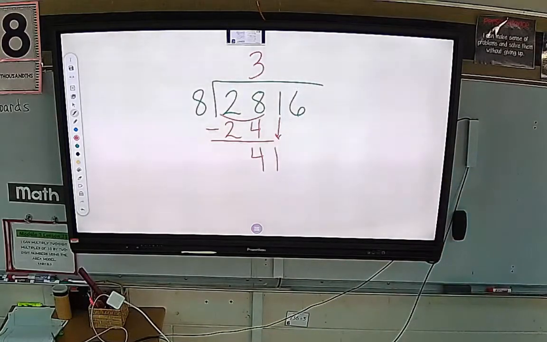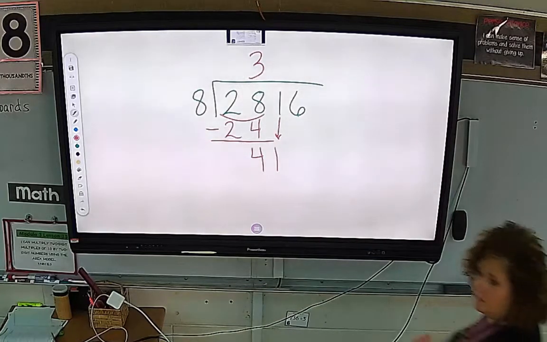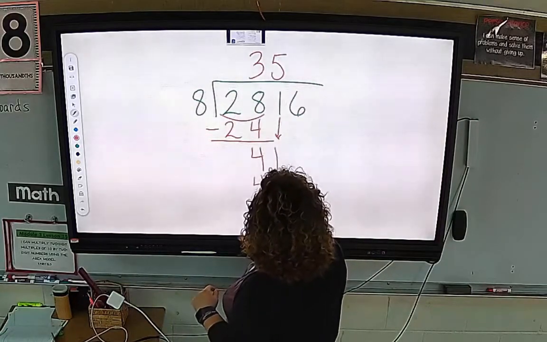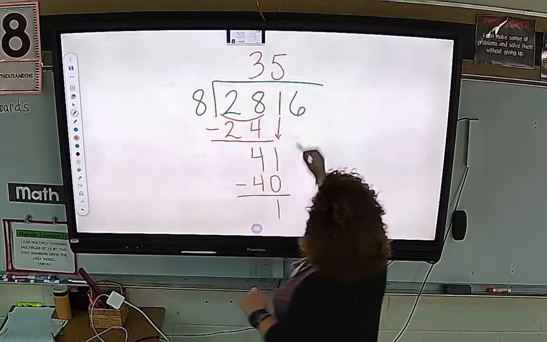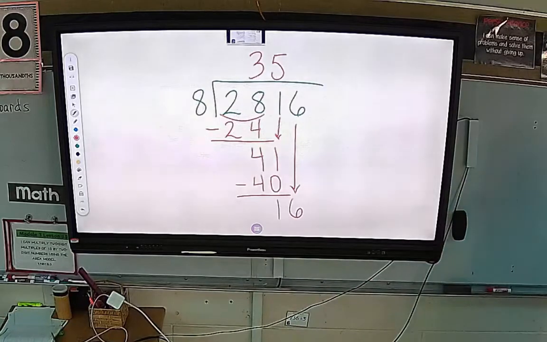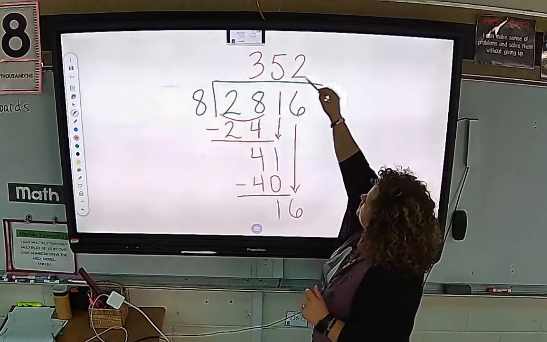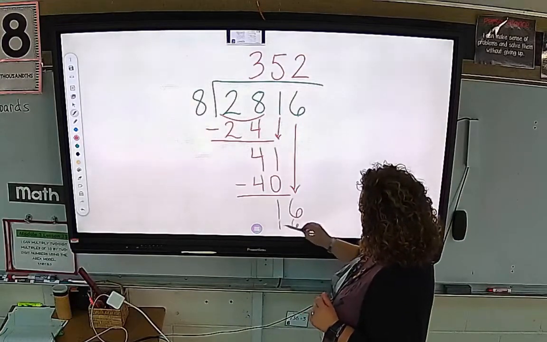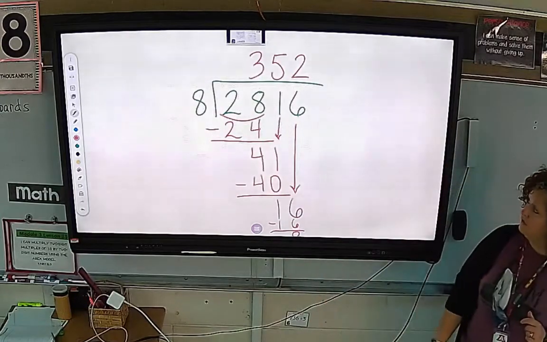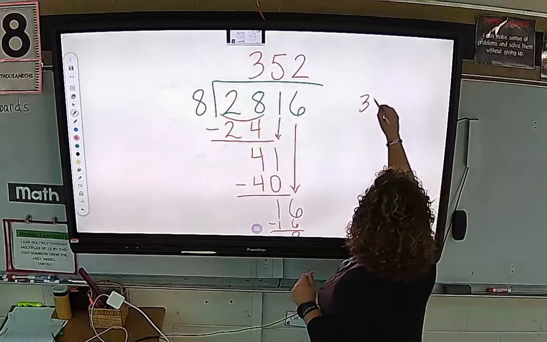How many 8s can I get out of 41? It's very close to one of our fact families. Yeah, 8 times 5 is what? 40. Okay. 8 times 5 is 40. When we subtract that, we'll have 1 and bring down the 6. And how many 8s can we get out of 16? This is a fact family. Yeah, 2. 8 times 2 is 16. So that leaves us with no remainder and no other digits to bring down. 352 is our answer, or so we think.